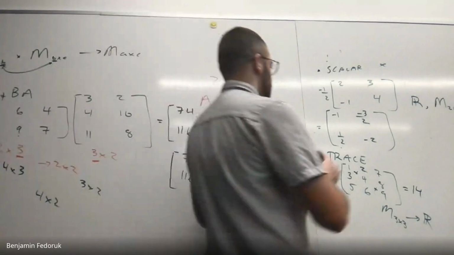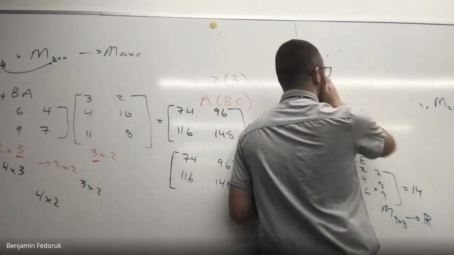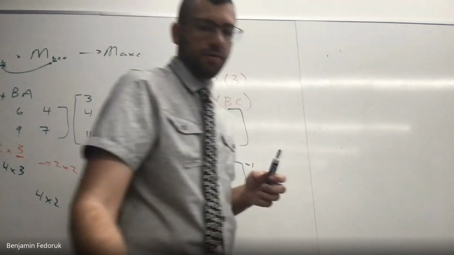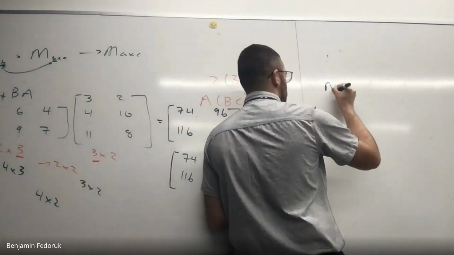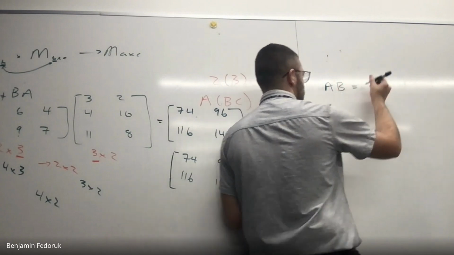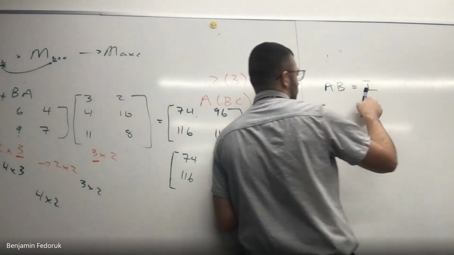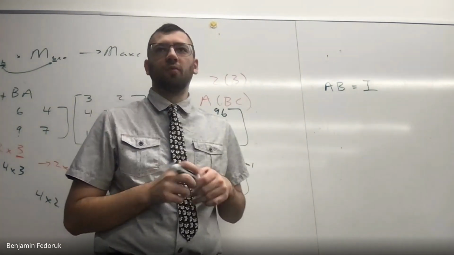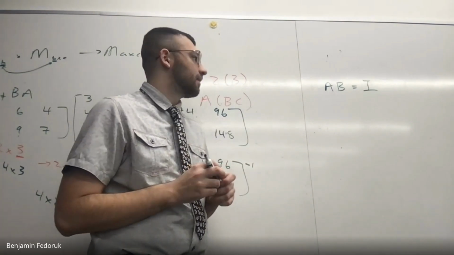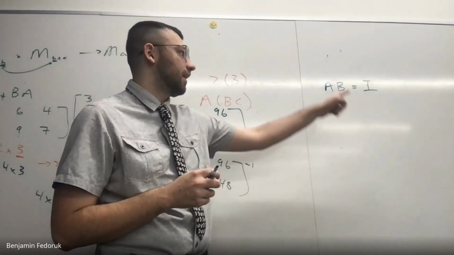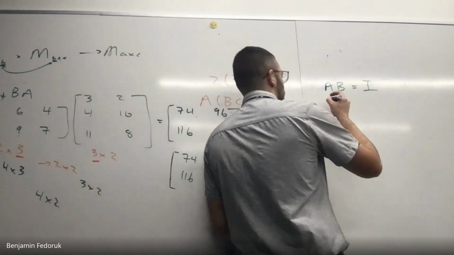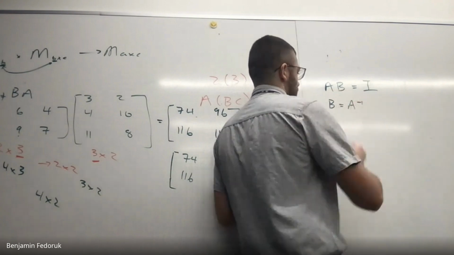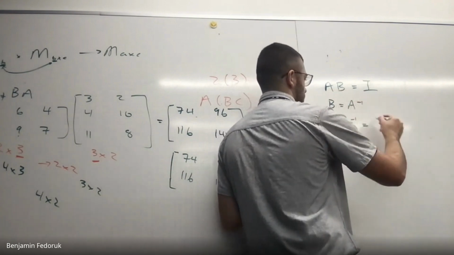So inverses are more properly defined as follows. If I have two matrices, A and B, and I multiply them together and it gives me I, and I'll explain what I is in a second. In a sense, I is kind of like the number 1, but for matrices. So if two matrices multiplied together give me I, then the two matrices are inverses. In other words, B is equal to A inverse. This is like saying A times A inverse equals I.